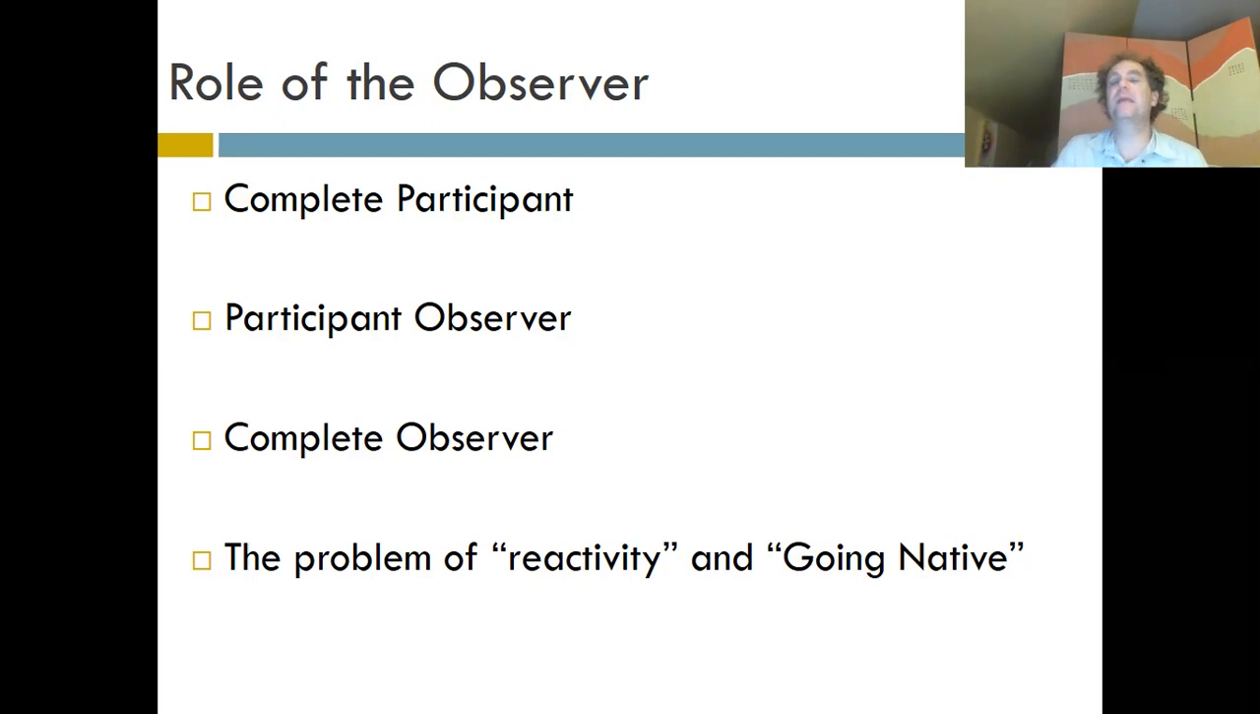The problem of people reacting differently because they know they're being observed, and then basically the problem around that is getting accepted, and that takes time.